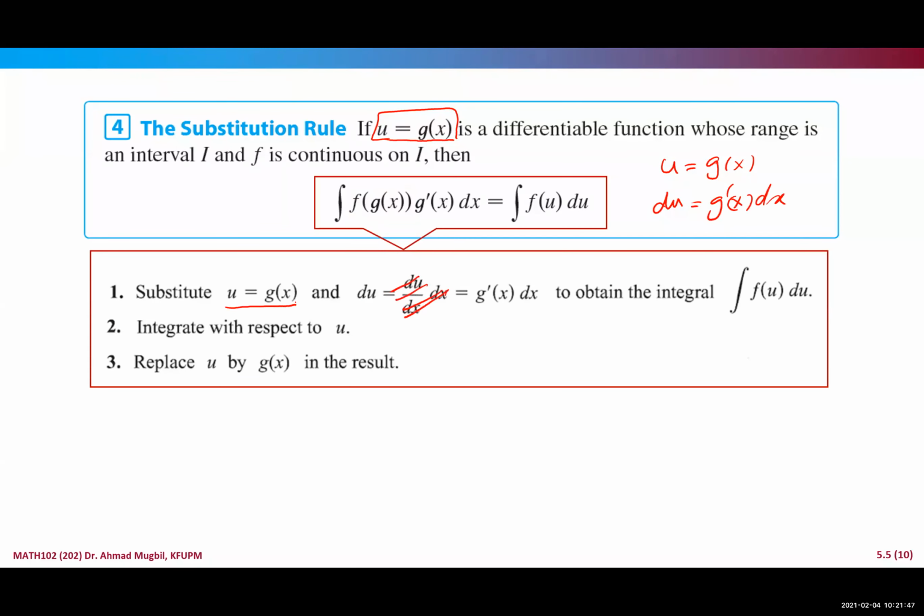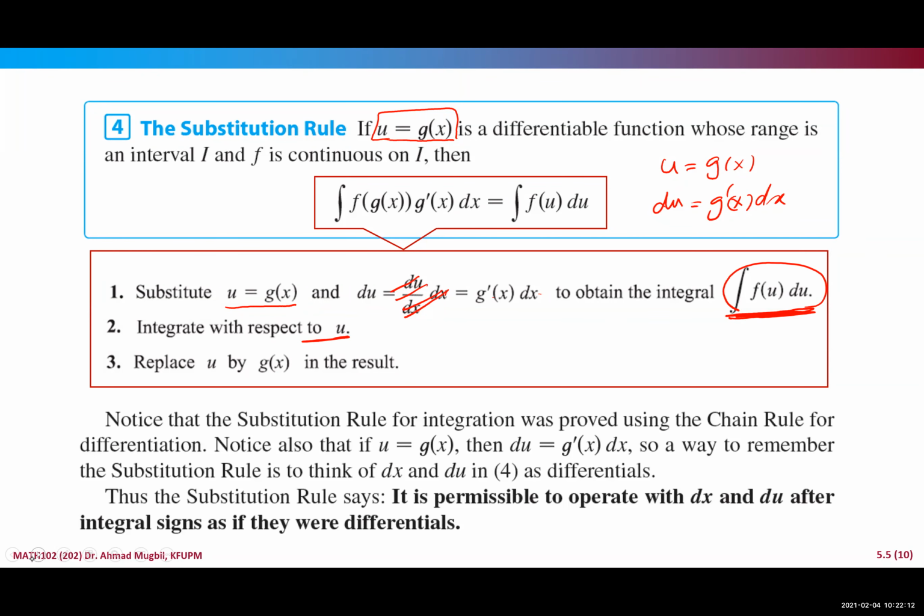I think there is no need for this step. It's clear that du is g prime. I mentioned it there. Then you will have an integral like this. Now, when you have an integral like this, think about it like when you have f of x dx. Here you will integrate with respect to x, and here you integrate with respect to u. And then at the end, replace u by g of x in the result. As I said, Shabab, before, this is just a kind of chain rule, but in integral form. And also we operate here with dx and du as differentials.